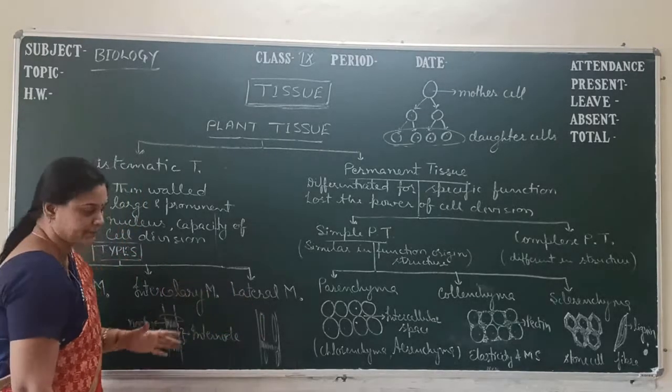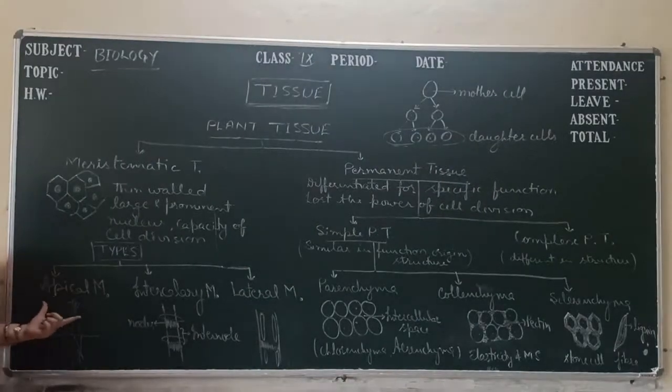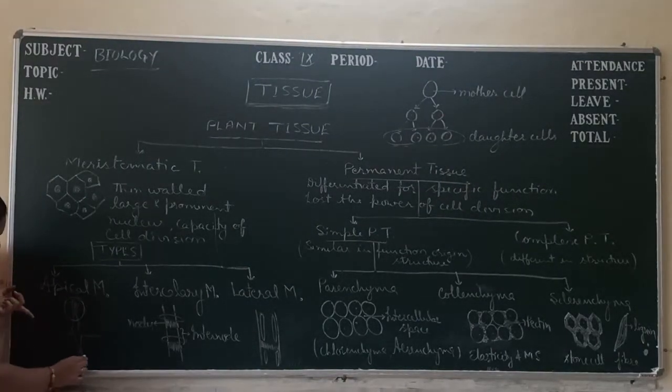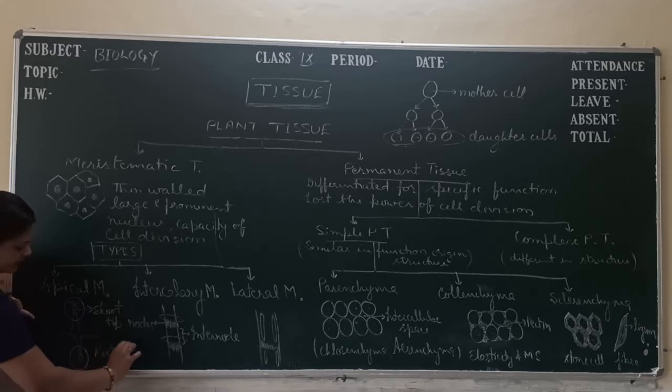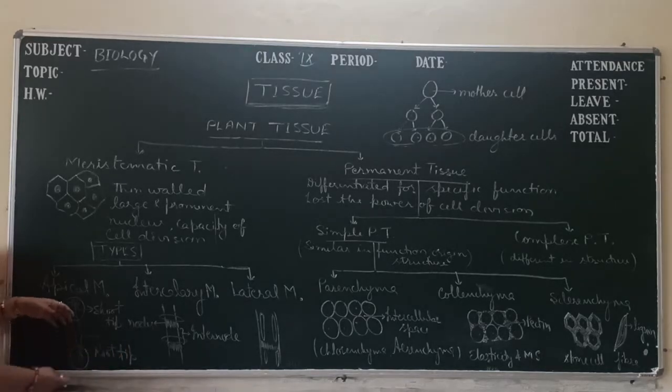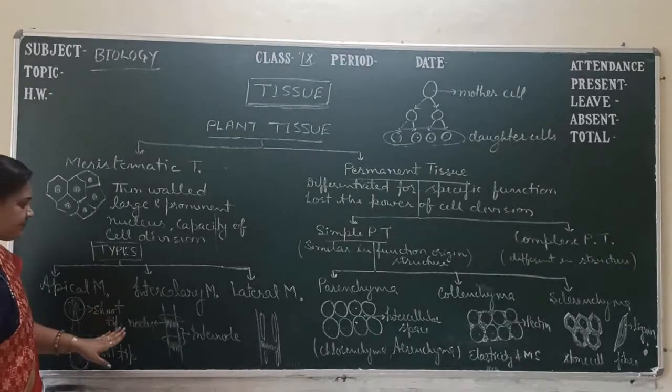On the basis of position, meristematic tissues can be divided into 3 parts: apical meristem, intercalary meristem and lateral meristem. Apical meristems are present on the shoot tip and root tip. This is the shoot tip and this is the root tip. Apical meristem is responsible for growth in the length of the plant.